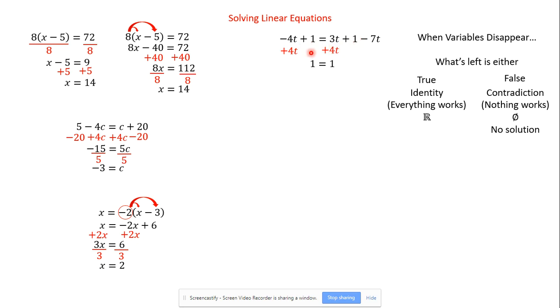You get 0 equals 0. Also a true statement. So it doesn't matter if you did an extra step there. It'll still either be true or false. It's not going to change it. And so 1 equals 1. That is true, which means all real numbers. The true is part of the work. All real numbers would be the answer.